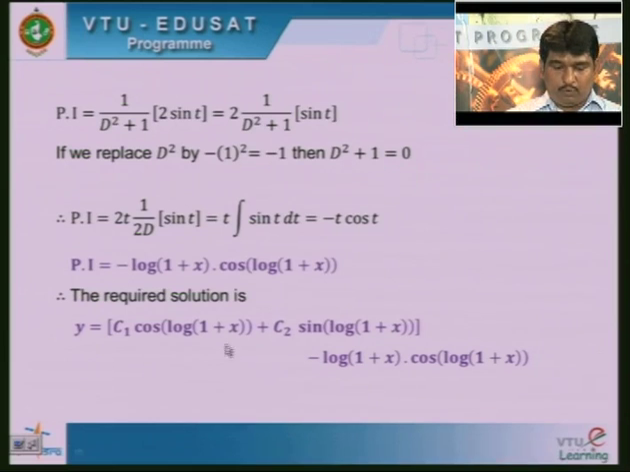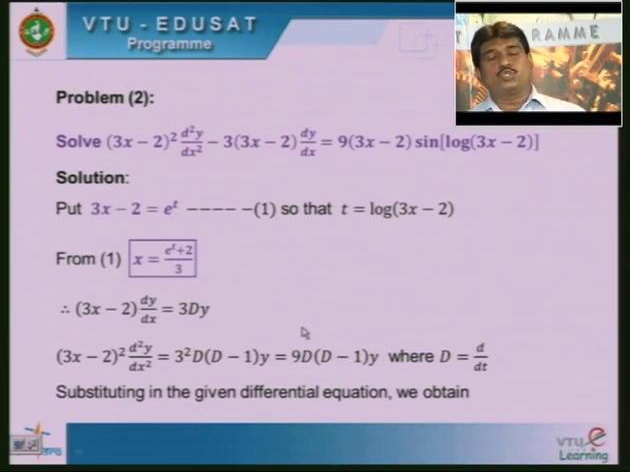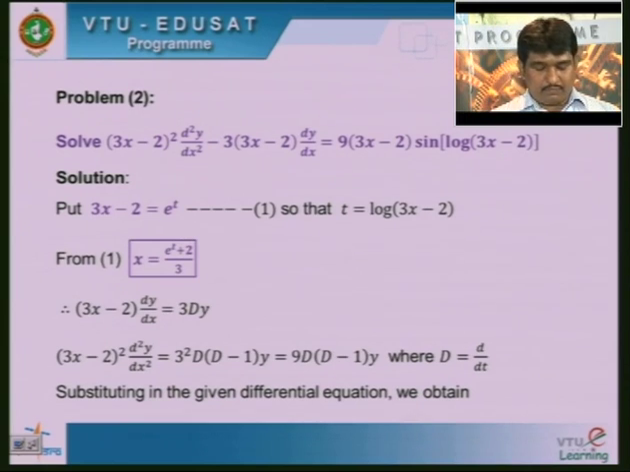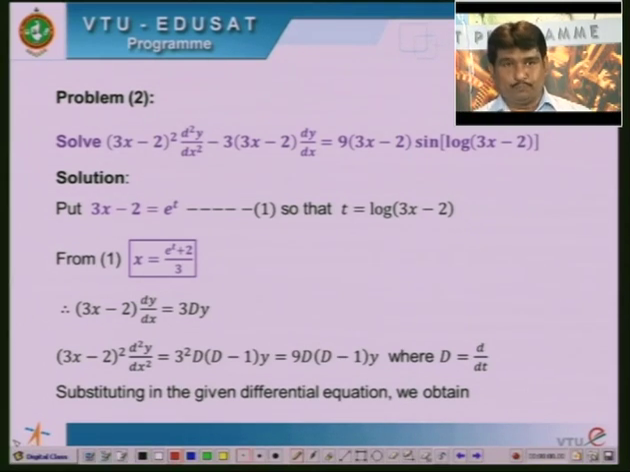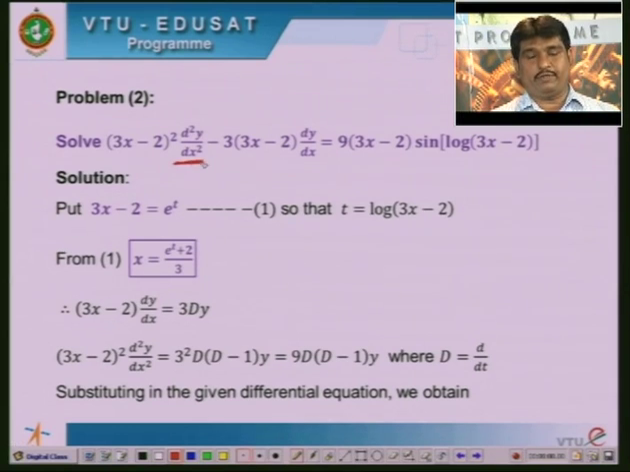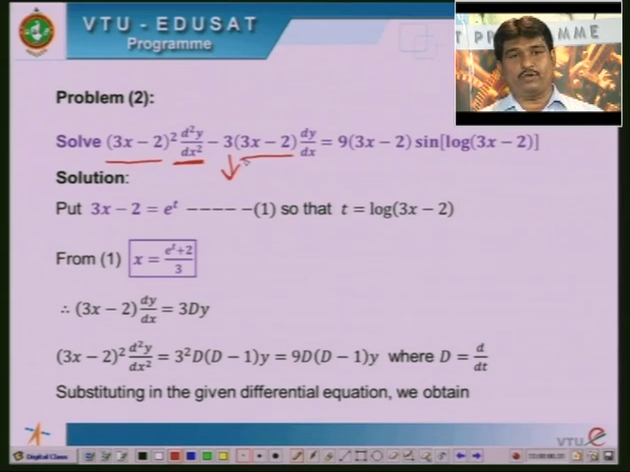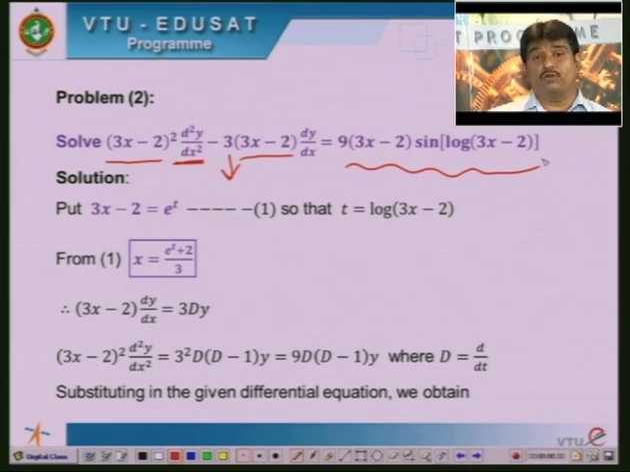Next, problem number 2. Solve (3x minus 2) whole square into d square y over dx square minus 3 into (3x minus 2) dy by dx equals 9 times (3x minus 2) into sine of log of (3x minus 2). You can see the coefficient of d square y over dx square is like ax plus b, with a as 3 and b as minus 2. And this is the same thing, a naught or a n, whatever it may be, 3 into (3x minus 2) dy by dx, and the RHS has terms independent of y, which is 9 into (3x minus 2) into sine of log of (3x minus 2).